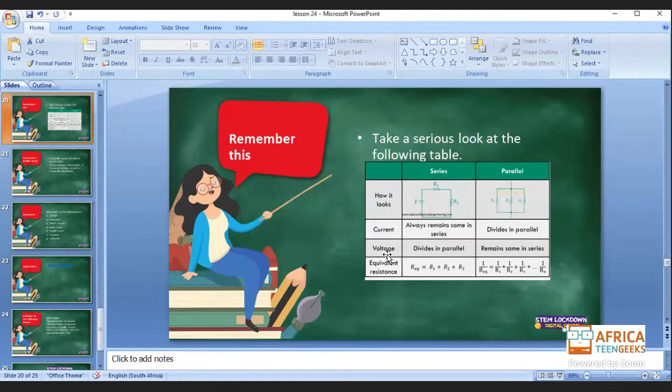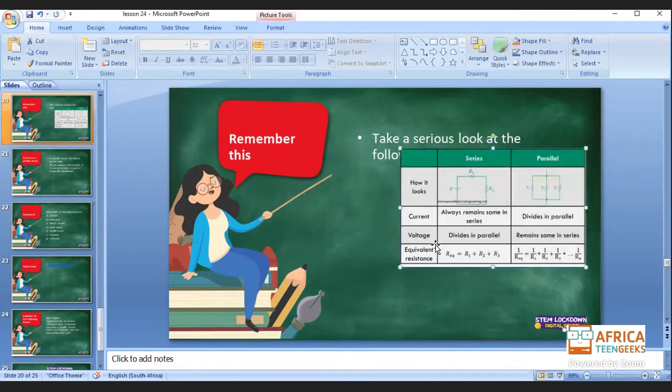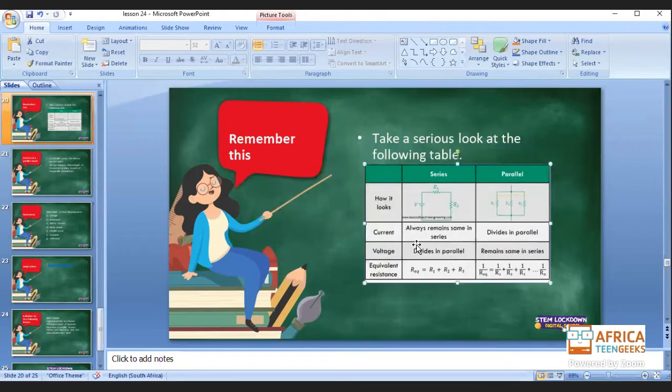The voltage in series, what happens is it divides, but in parallel it remains the same. Is that true? We'll need to check this one and see.